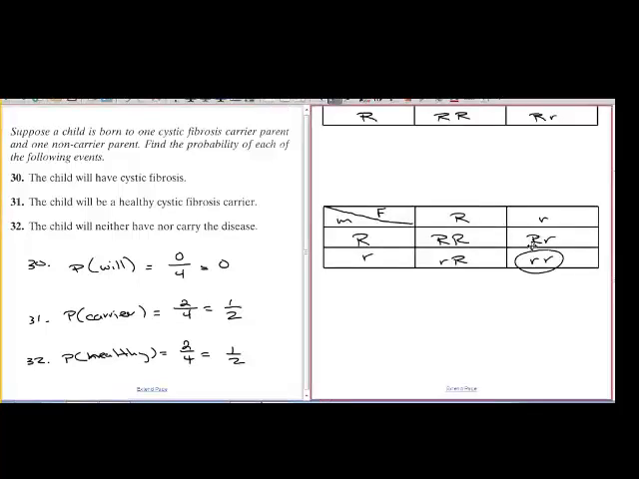Now, if you have 2 parents that each have a recessive gene but don't have cystic fibrosis, the probability of the child having cystic fibrosis is 1/4, because there's one case out of the 4 with 2 recessive genes. The probability of being a carrier is 2 cases, so 2/4 or 1/2. And the probability of being healthy without being a carrier is 1/4.